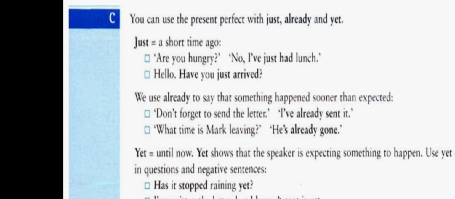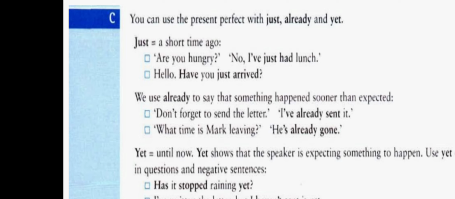Yet. The word yet means until now. Yet shows that the speaker is expecting something to happen. We use yet only in questions and in negative sentences. Has it stopped raining yet? We can use yet. Mind this and remember it, because we usually use it in the negative, but it can be used in the question and positive question as well.